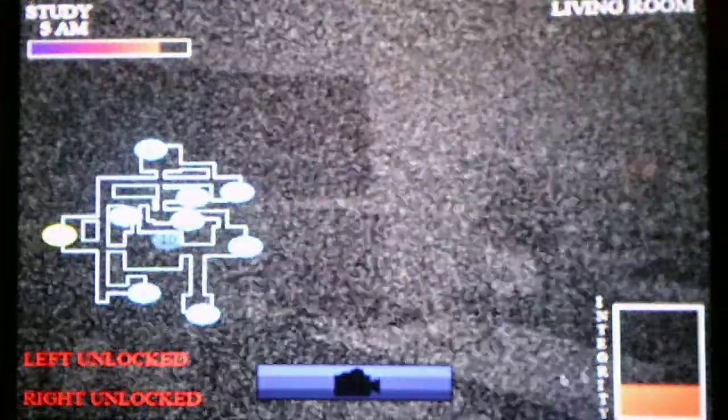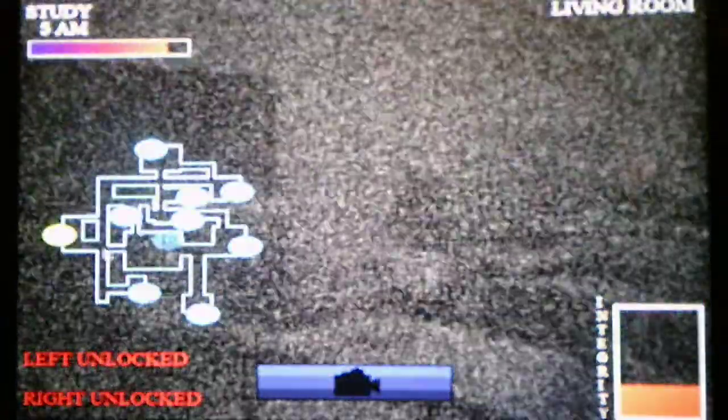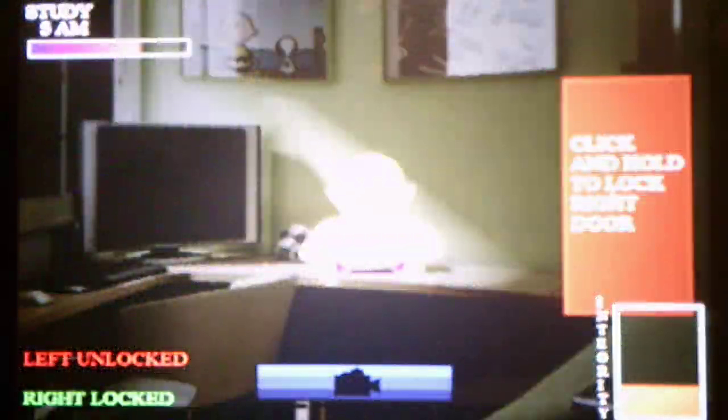Did Wario just come or no? Because I wasn't paying attention to Wario. Did he just come or no? Because I know Yoshi and Mario came. Okay, Wario hasn't come yet, so that's good. I almost thought I lost track of Wario. Oh, Yoshi's here. Gotta hold the door shut. I'm running low on integrity.